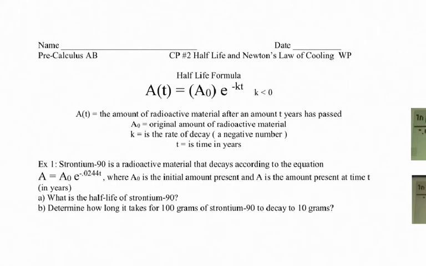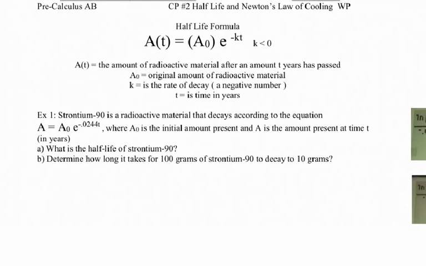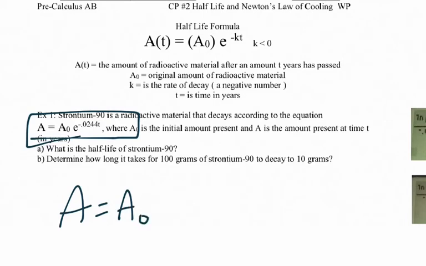So A of t is equal to the amount of the radioactive material after the amount of t years has passed. A sub 0 is the original amount of radioactive material, k is the rate of decay, and t is the time, typically in years. Now we're going to start with this particular formula, and it says strontium-90 is a radioactive material that decays according to this equation. So I'm going to just circle it here, and it says A is equal to A sub 0 e to the negative 0.0244 t.